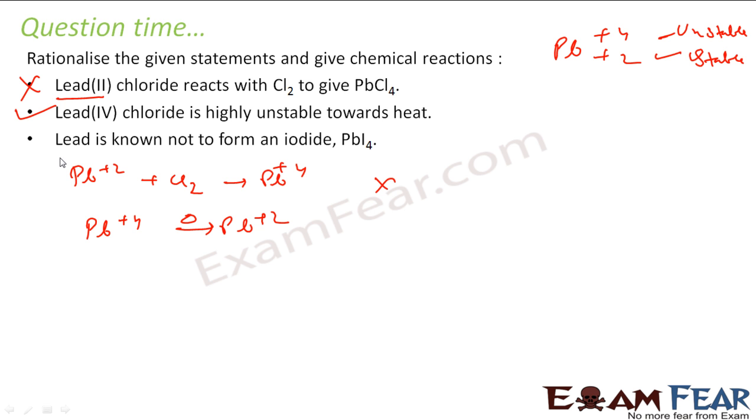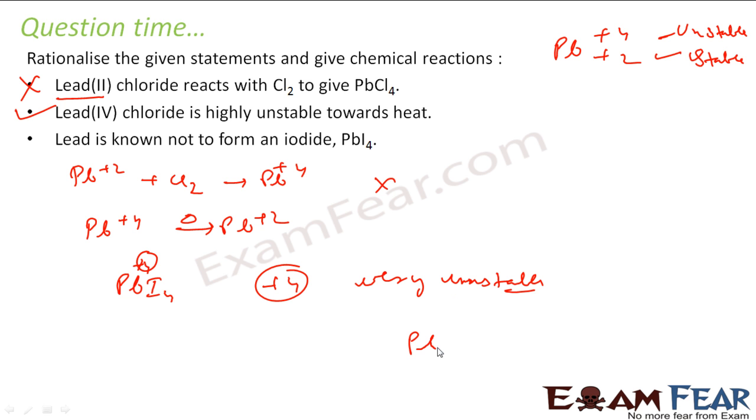Lead is not known to form iodide. PbI4, if you talk about it, has to have oxidation state +4. So +4 is very unstable. Correct? So this will not be formed. Also, the Pb-I bond needs a lot of energy to form, and since the product is very unstable, it doesn't form.